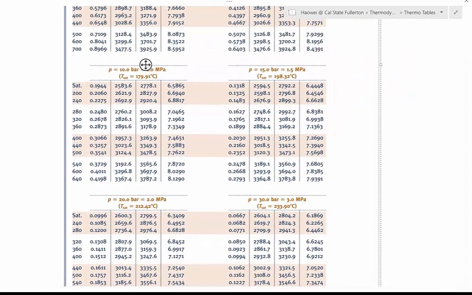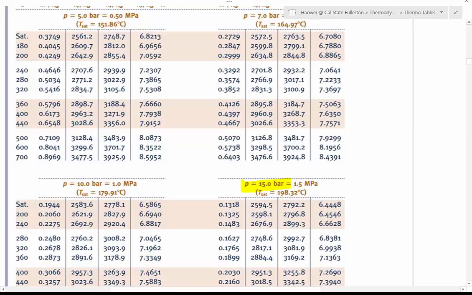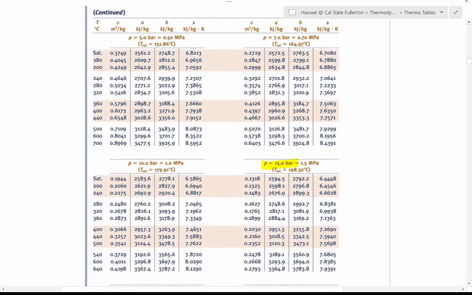Okay, 15 bar is right here. That's where 15 bar is. And the second input we have is H. Which column is H? Take a look. Second input is H, which is the third column. So we look at the third column, and the H2 we have is 2992.5.